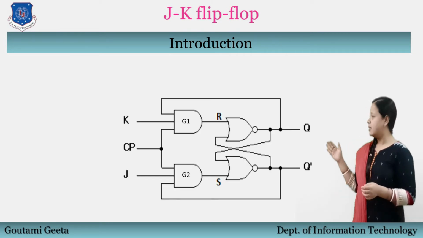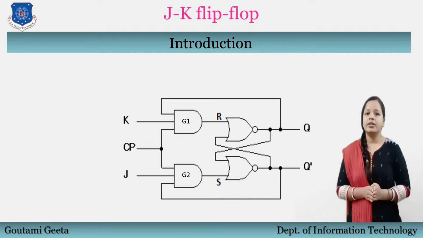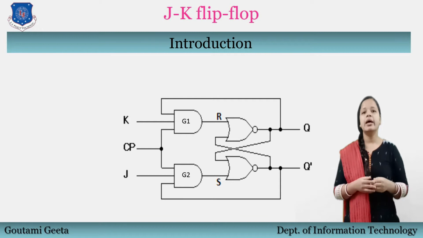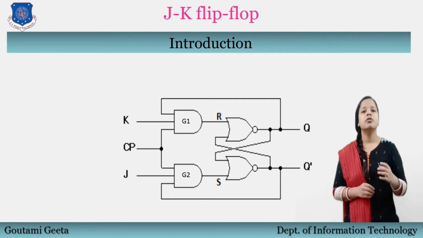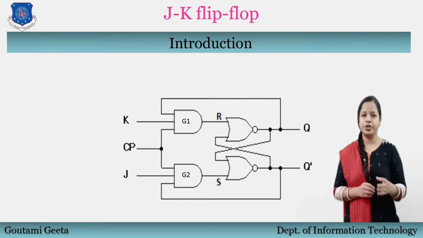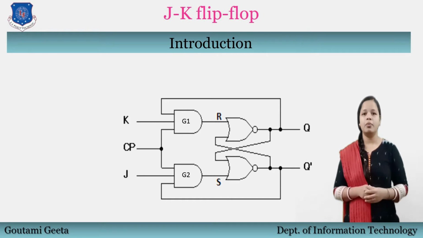Here you can see the circuit diagram for the JK flip-flop. Here we have used NOR gates with AND gates. You can also draw this with the help of NAND gates only. We have two inputs named J and K provided to AND gates G1 and G2 respectively. And the outputs of these AND gates are provided to the RS flip-flop, which is implemented using NOR gates.